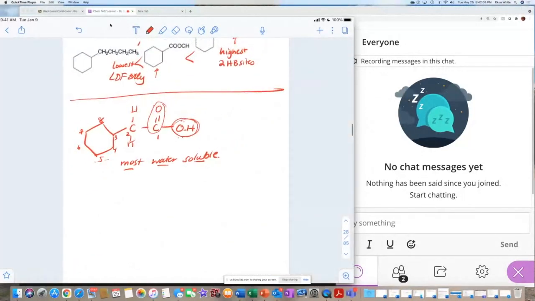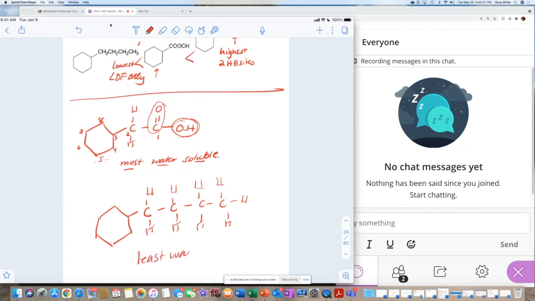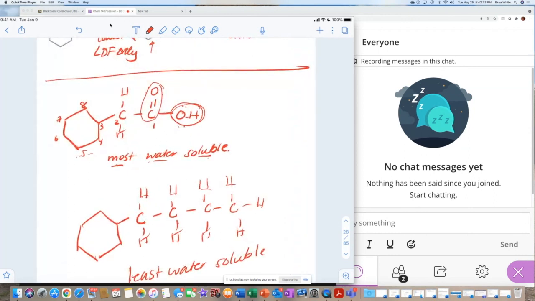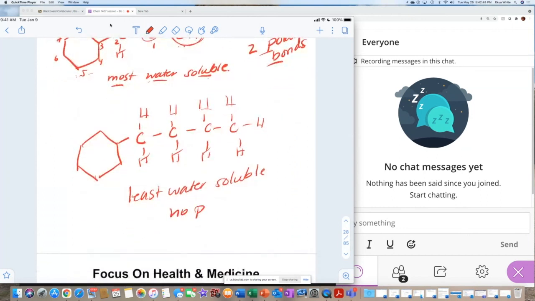So let me zoom this out a little bit so I can draw it out here. So we have C, H, H. I'm just going to answer the question versus overly explain because I'm trying to be mindful of time. C, H, H, H, right? So here is least water soluble, and here is most water soluble. Why? You can say it has two polar bonds. Least water soluble. Why? No polar bonds.